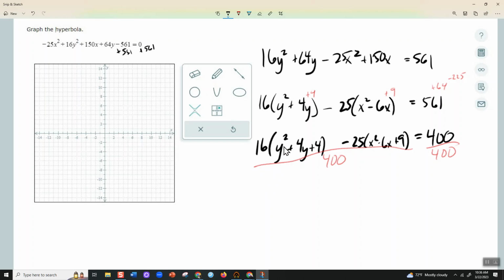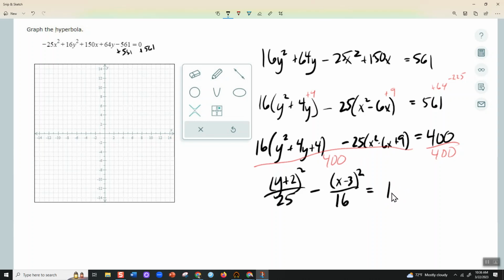So I'm going to rewrite this as a perfect square. It's the same thing as y plus 2 squared. And 16 over 400 is 25. Minus, this is a perfect square, it's going to be x minus 3 squared over 16. Basically, you're just flipping the numbers there. And of course, we're equal to 1.